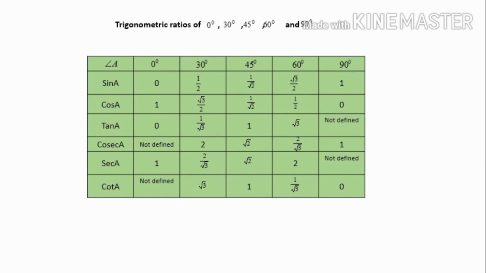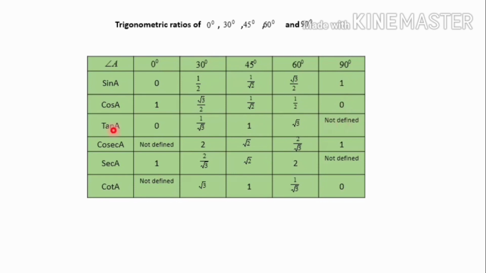So let's discuss here. For finding the tan you have to simply divide sin and cos. If you divide you will get tan, that is 0 by 1, that is 0. 1 by 2 by root 3 by 2, that is 1 by root 3. 1 by root 2 by 1 by root 2, that is 1. Root 3 by 2 by 1 by 2, that is root 3. 1 divided by 0, division by 0, not defined.